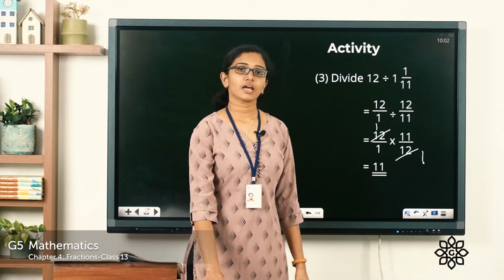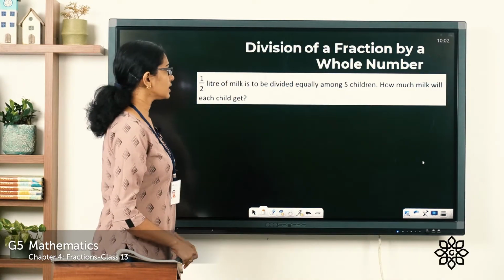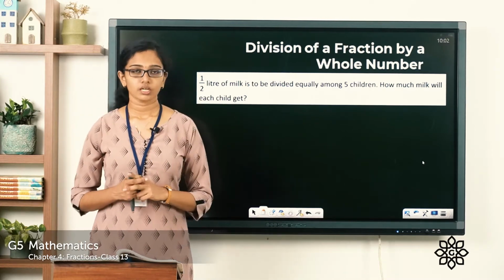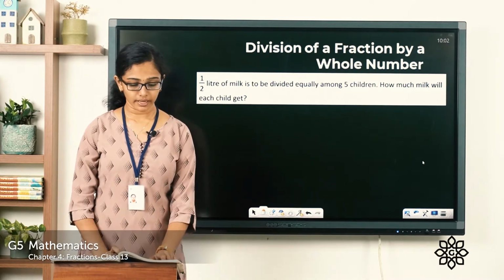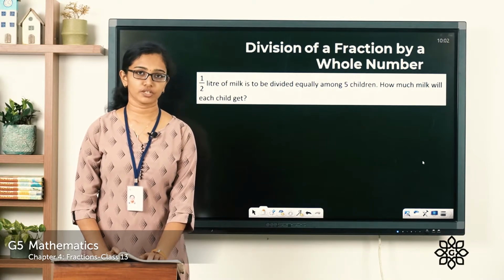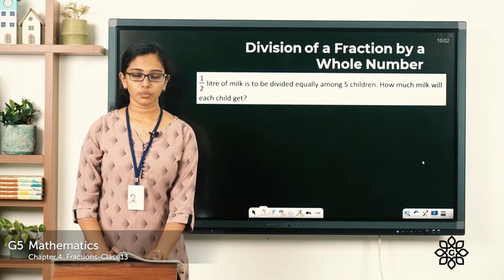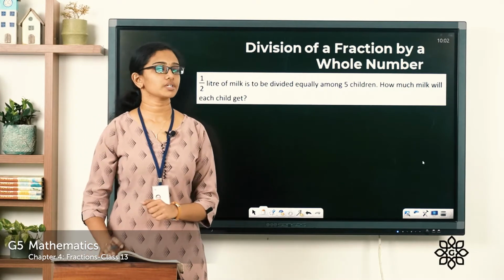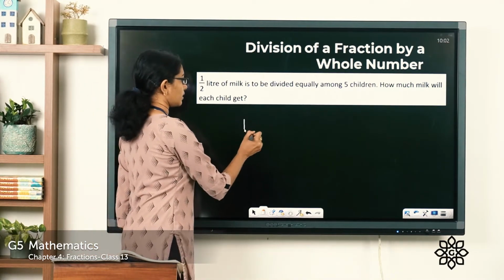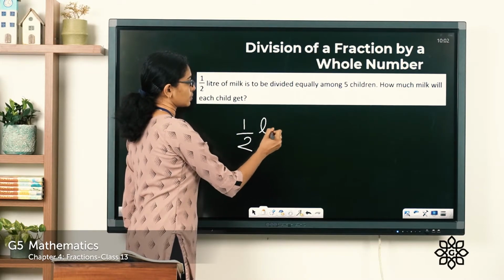I hope all the three answers are correct. Now let's learn a new topic today. This is a question from your textbook. Please go through the question. 1 by 2 liter of milk is to be divided equally among 5 children. How much milk will each child get? So what is given in the question? How many liters of milk do you have? Yes, 1 by 2 liters of milk.